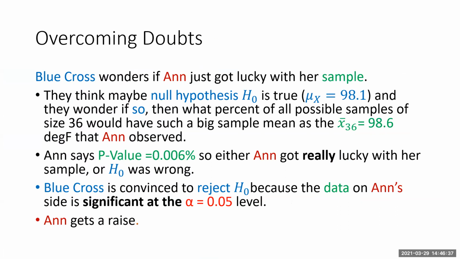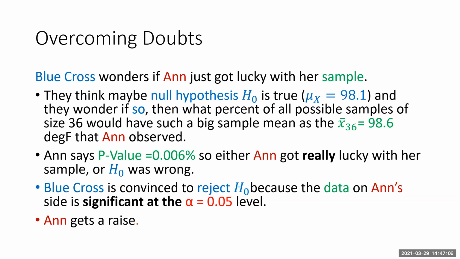They wonder if they might be right about the population mean being 98.1. But Anne says, if it was 98.1, then only this tiny percentage of all possible samples would be so big like mine was. So either I got one of those unusual samples, or else the null hypothesis was just wrong.